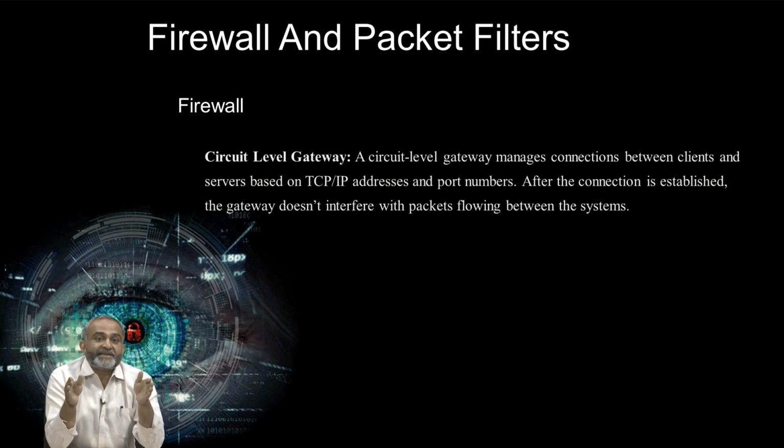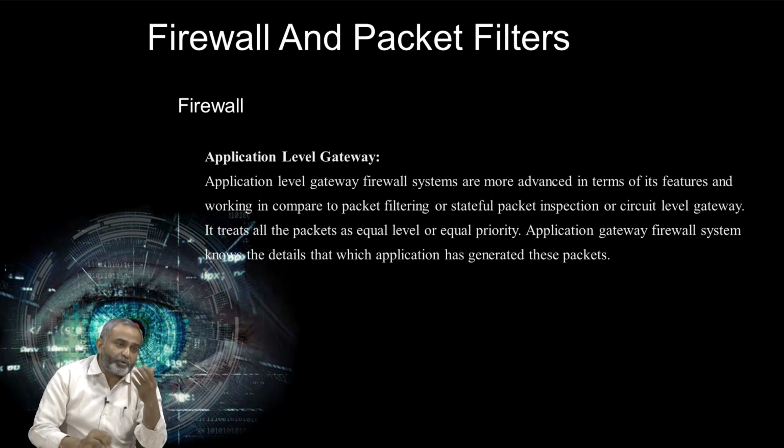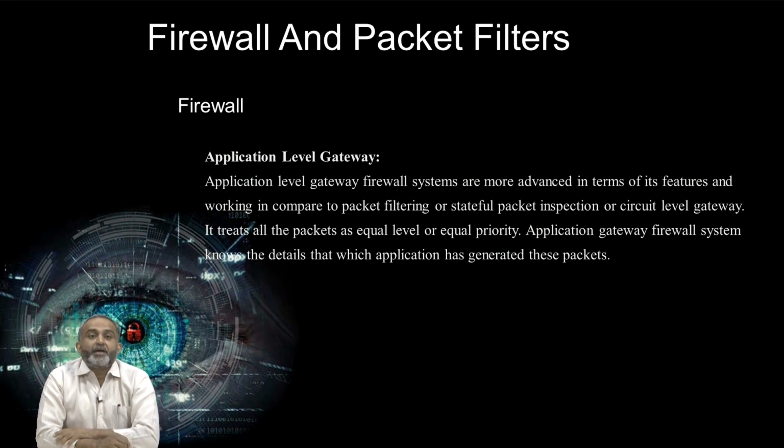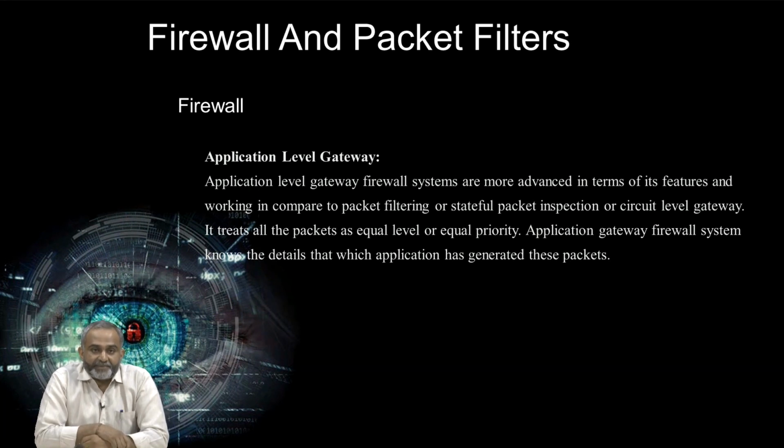So, this is the circuit level gateway, and it only manages the connection between the client and server. Of course, there is some authentication mechanism between the client and server in a circuit level gateway. Now, next, the application level gateway. Application level gateway firewall systems are more advanced in terms of features and working compared to packet filtering, stateful packet inspection, or the circuit level gateway.